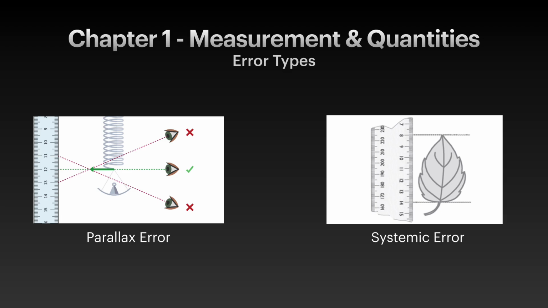And speaking of errors, the two major types are systematic errors, which happen due to faulty equipment or consistent mistakes, and parallax errors, which occur when your eye isn't level with the scale.